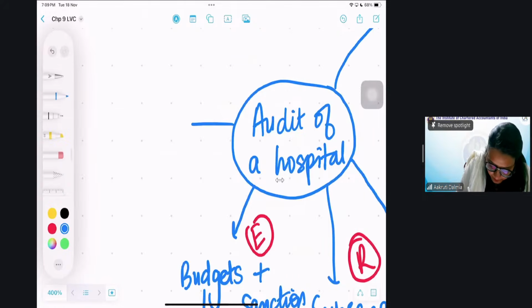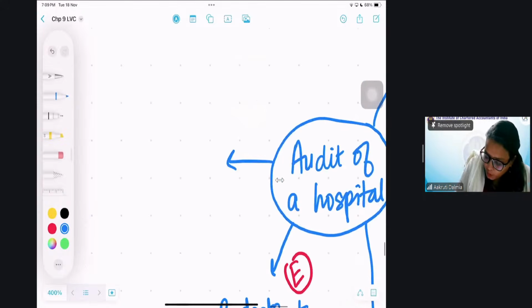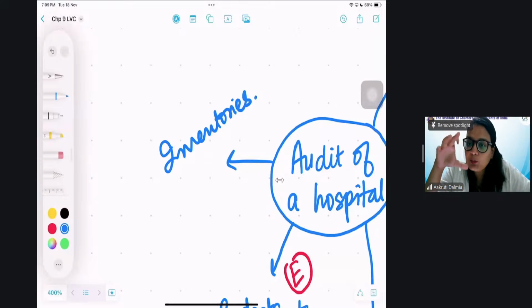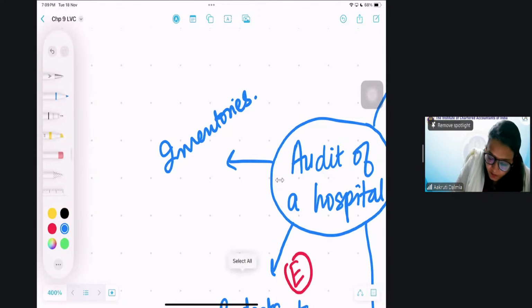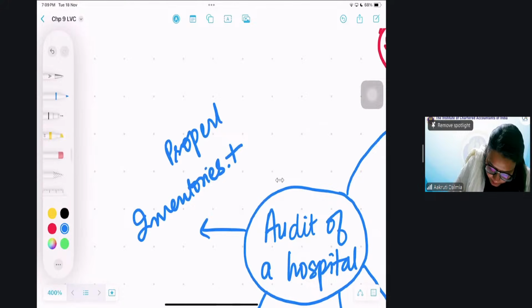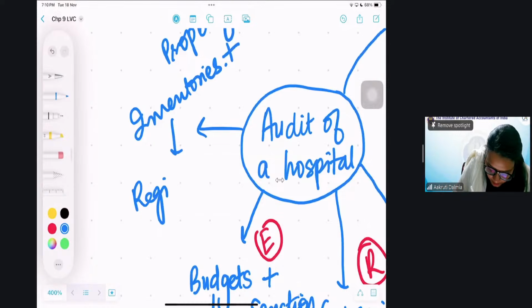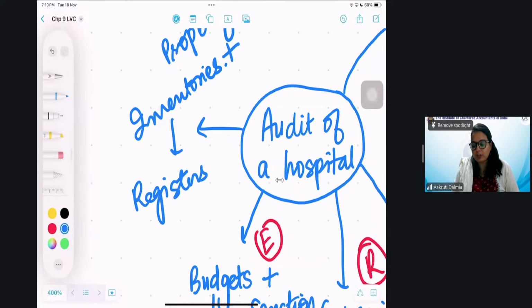asset. Let's talk about asset. One of the most important assets is inventories. All the small things, injections, all the pharmacy equipments, gloves, pipes, monitors, everything. So inventory plus all the property. They are the biggest assets, all the big equipments, MRI machine, CT scan machine, ultrasound machine, X-ray machine, all these big machines, the building and the inventory. For both of them, there should be registers. So the auditor also needs to check the registers properly.